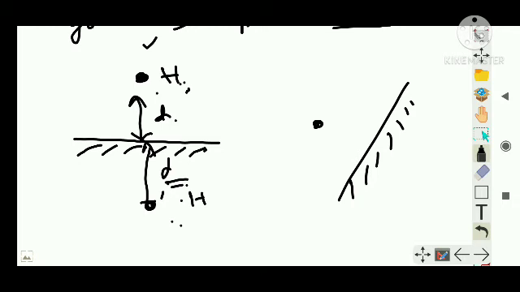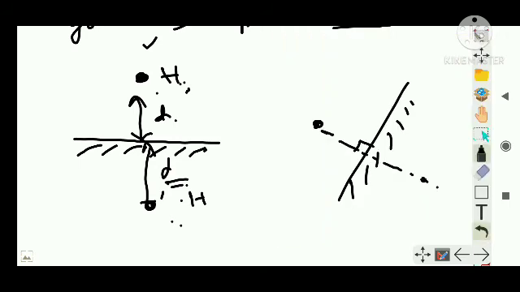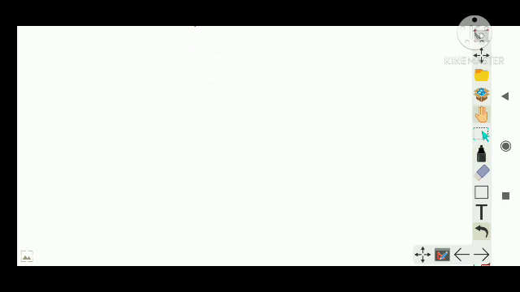If your plane mirror is like this and your object is here, where will you place the image? You have to draw a perpendicular to the mirror. In that perpendicular line only the object's image lies. Let's say it is here. This is O, this is O dash. If this is x distance, this is also x distance. Clear?